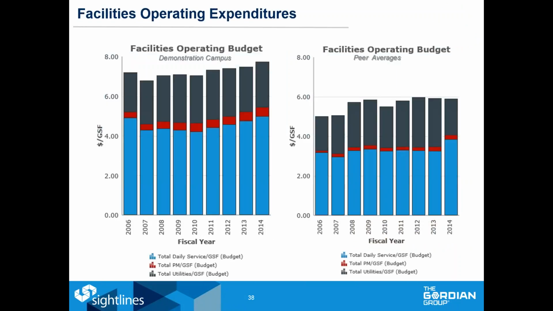Well, we have benchmarks and metrics that help us tell that story as well. We're looking at operating expenditures. We do a breakdown between daily service, just the cost of running the campus on a day-to-day basis, planned maintenance, which is more of course planned life cycle projects, and utilities.